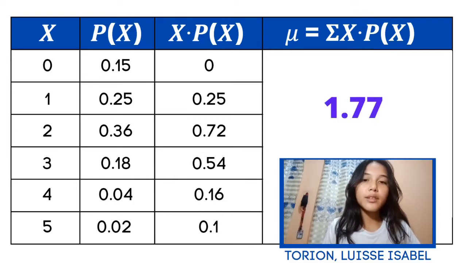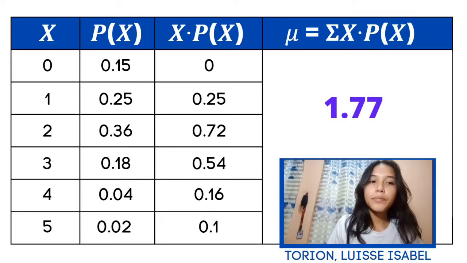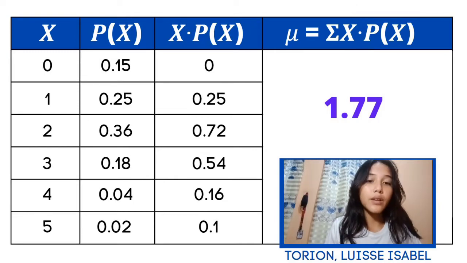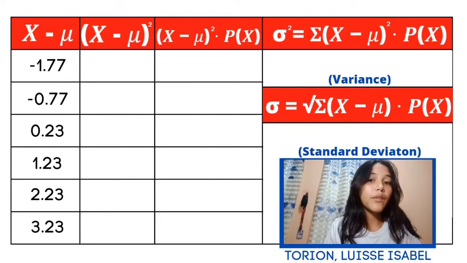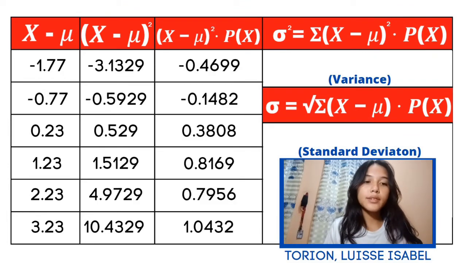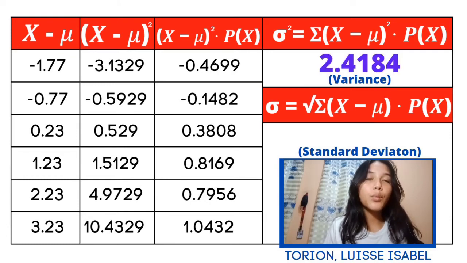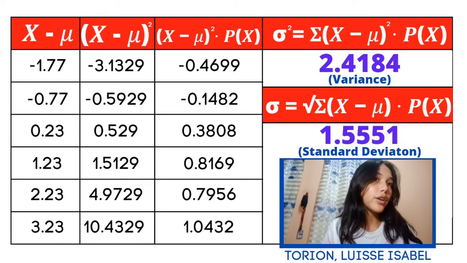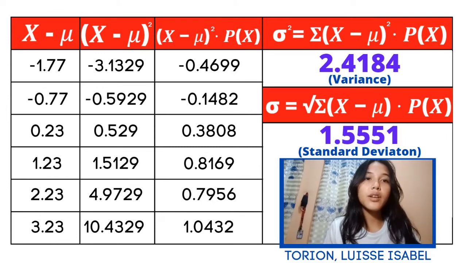In the next column, we will multiply the random value x and p of x. After that, we will get the summation, or the mean, of the answers in the previous column, which is 1.77. In another table, the first column contains the values of the random variable x, and the mean squared is in the next column, multiplied to p of x. In the last column lies the variance, 2.4184, and its square root, which will be 1.551, the standard deviation in the problem.